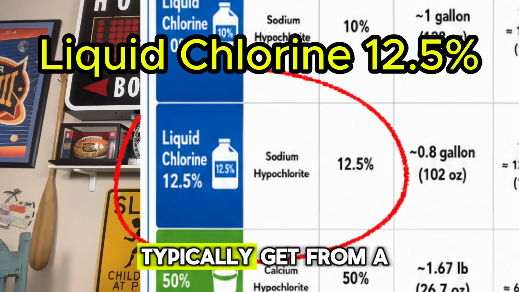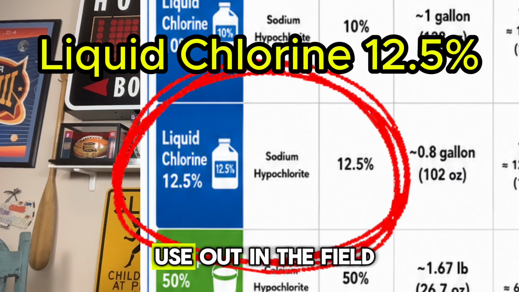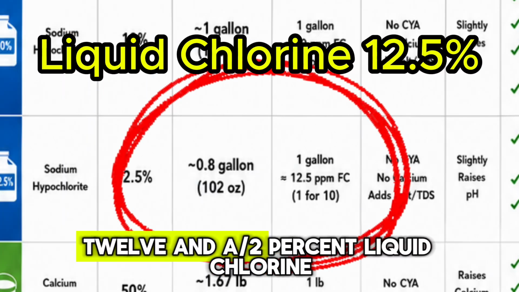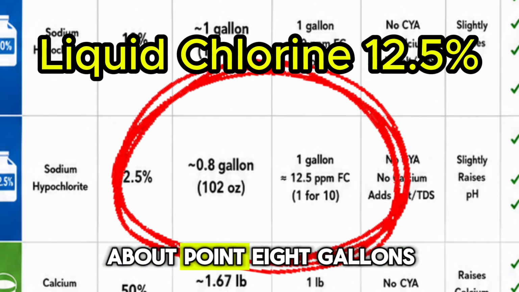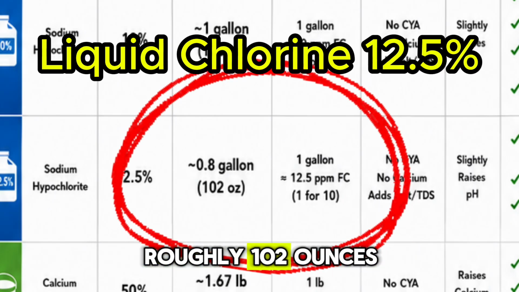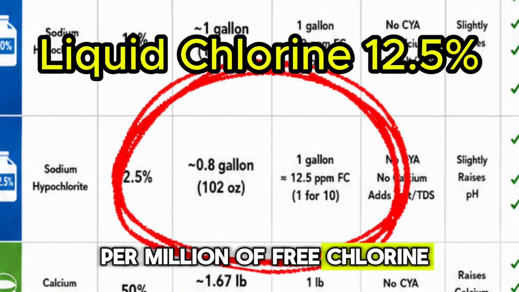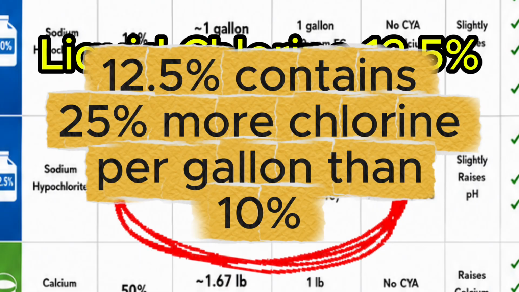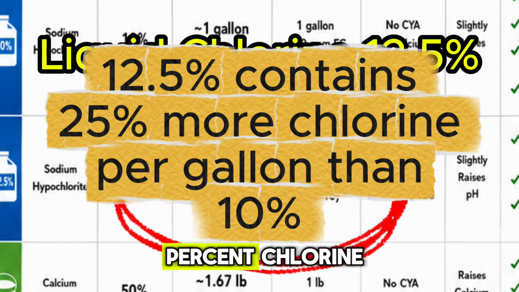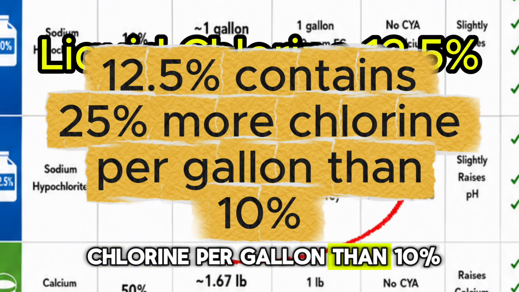Liquid chlorine at 12.5%. This is what you'll typically get from a specialty pool store, or that's what pros use out in the field. Now compare that 12.5% liquid chlorine in a 10,000 gallon pool: about 0.8 gallons, roughly 102 ounces, adds approximately 10 parts per million of free chlorine. A full gallon adds about 12.5 parts per million of free chlorine. That means fresh 12.5% chlorine provides roughly 25% more chlorine per gallon than 10%.